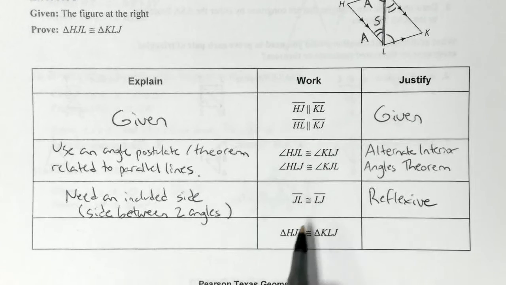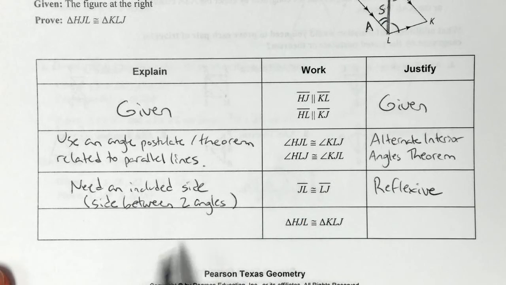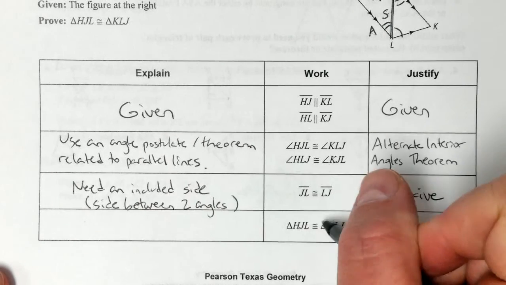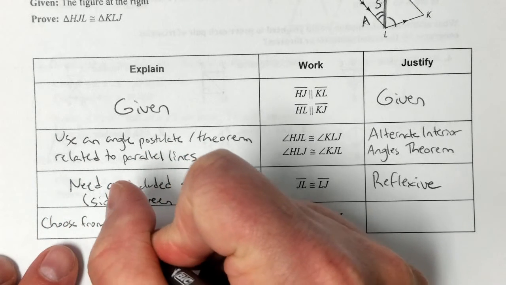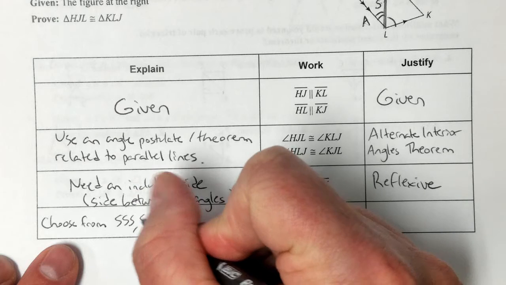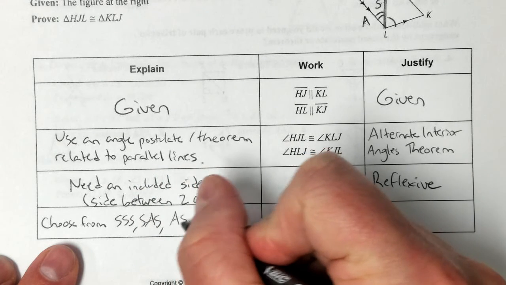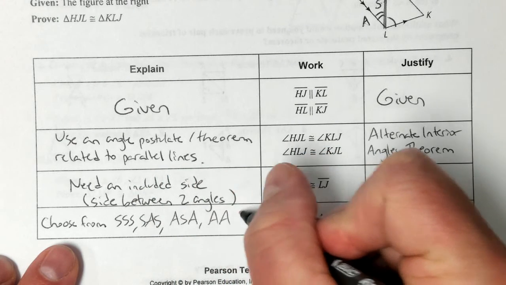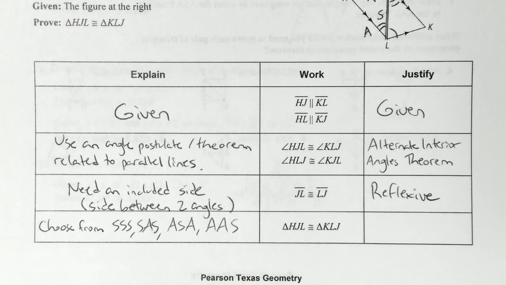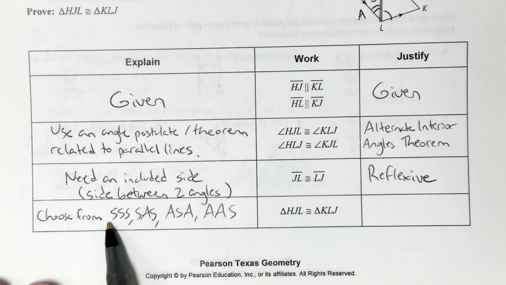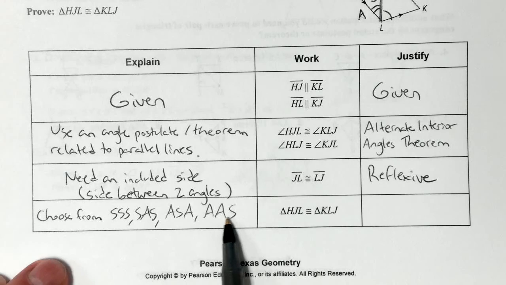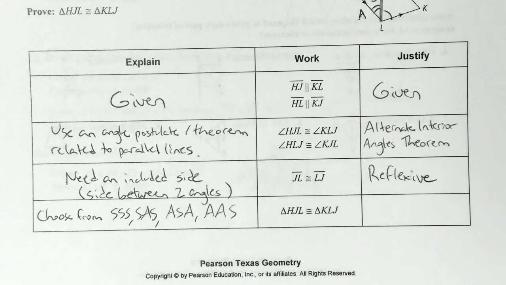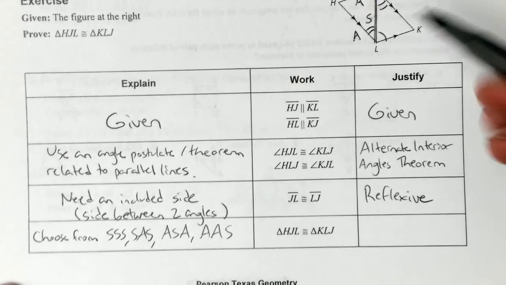Okay, so now for this part, if we know the triangles are congruent, this is where you choose from SSS, SAS, ASA, or AAS. Those are the four shortcuts that we know. Side, side, side, side, angle, angle, or angle, angle, side. And in this case, we have ASA.